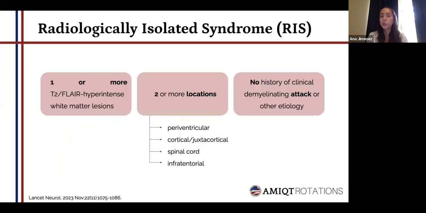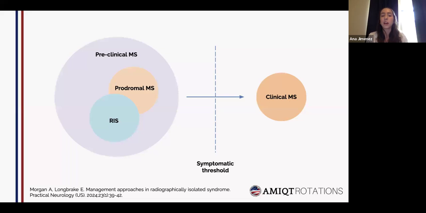If after doing all this workup, everything is normal, the patient doesn't have any signs or symptoms of having in his lifetime any clinical attack of demyelination, but he meets the other criteria of having the T2 white matter changes in two or more locations on the CNS, then he can be diagnosed with RIS, or radiologically isolated syndrome, which has been described as a group of patients in the preclinical multiple sclerosis group.